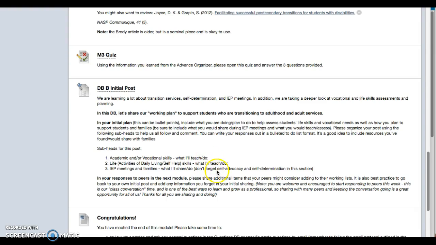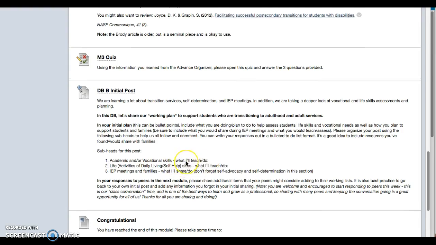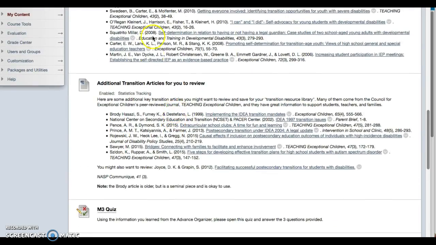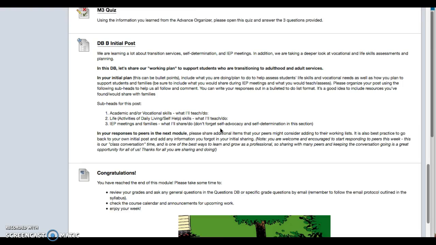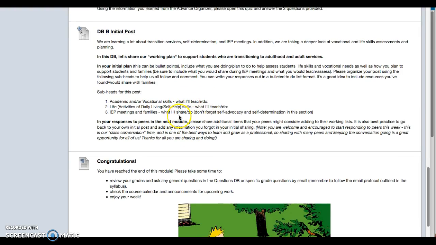It's a great idea in this list to include resources. For example, under life skills, I would share the Vanderbilt resources that are mentioned up here, the Healthy Body resources, with students by making a copy and sending it home with their parents. I would also involve the school nurse and ask her to do a workshop for my students and families on how to be healthy through puberty. So that might be one of my working plan action steps.